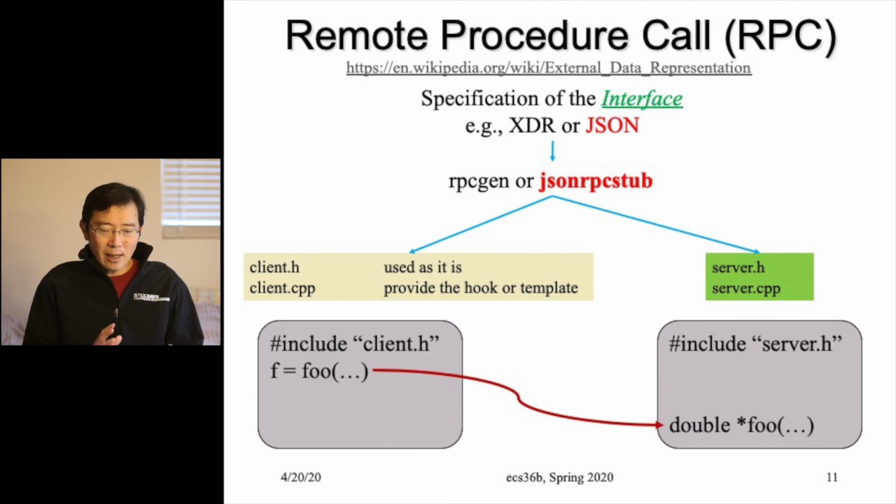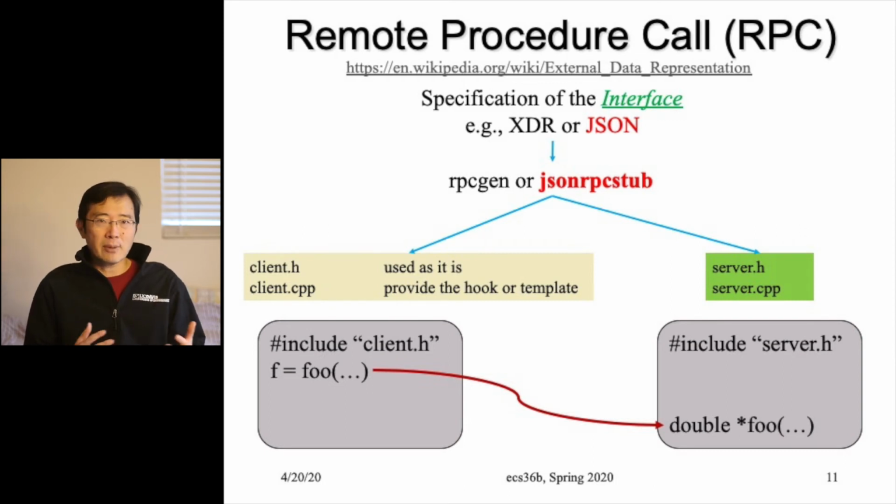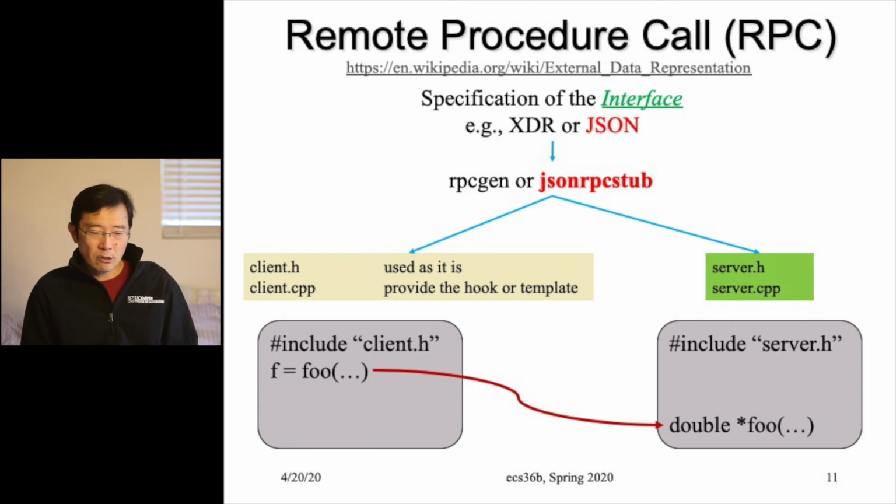What the program is doing is taking that interface file, spec.json, and it will produce 2 files. In fact, depending on whether you're using rpcgen or JSON RPC stub, sometimes it produces 2 files, sometimes it produces 4 files. But ultimately, what you'd like to have is 4 files. One is called client.h, client.cpp, the name you can change. And the other side is server.h and server.cpp.